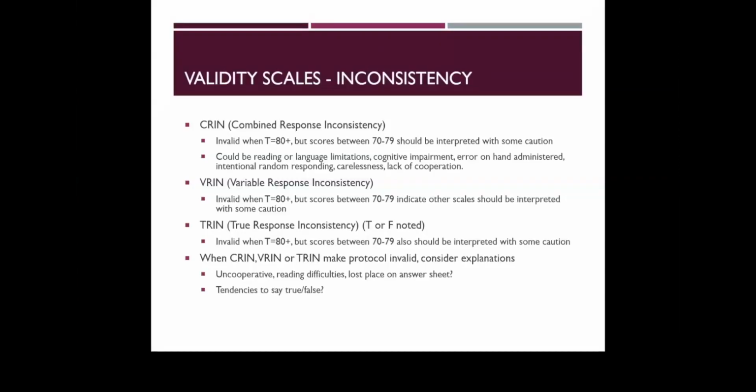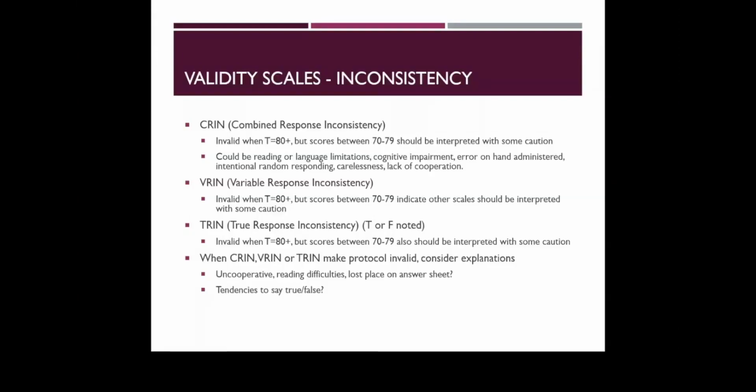So CRIN is a combined response inconsistency. VRIN and TRIN kind of separate out somewhat reasons for them. So TRIN I'm going to talk about first, because it's called true response inconsistency, but it's actually either true or false. So it's when inconsistency results, these were item pairs that are quasi-reversals, so that if you're getting an inconsistency, it's because you had a tendency to say true all the time or a tendency to say false all the time.